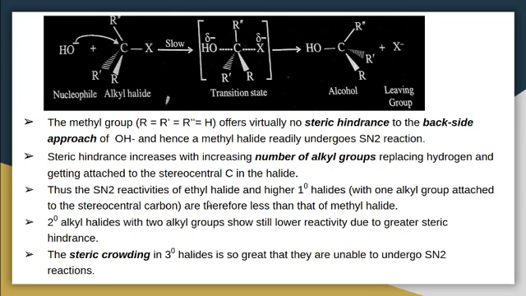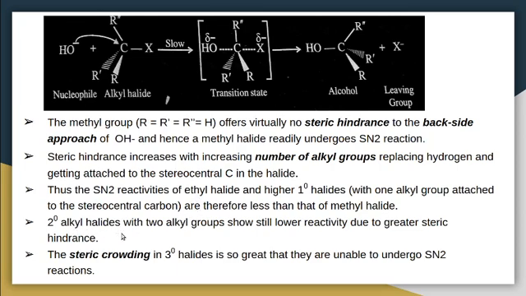Thus, SN2 reactivities of ethyl halide and higher primary halides with one alkyl group attached to the stereocentral carbon are therefore less than that of the methyl halide. So, in the case of ethyl halide, one hydrogen is replaced by a CH3 group. The groups are hydrogen atoms, CH3, CH2X. So one hydrogen is replaced by an alkyl group, the steric crowding increases, and the SN2 reactivity correspondingly decreases.